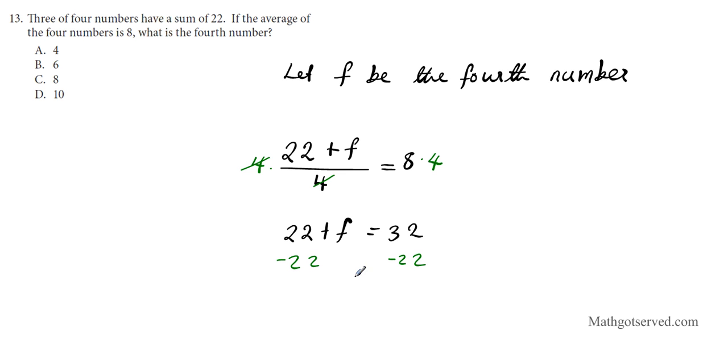And then you have f equals 10. So the answer is D. All right? Okay, moving right along. Question 14. We are supposed to multiply 46.2 times 10 to the negative 2.